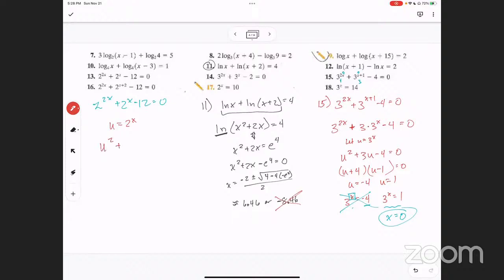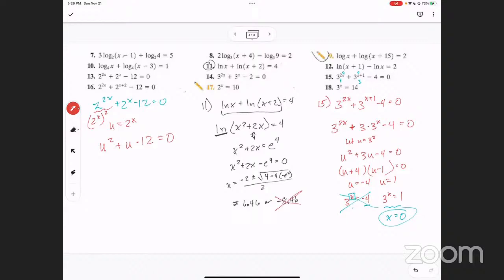It would be u squared plus u minus 12. Would it actually be u squared? Because if it was u squared, wouldn't it be 4 to the power of 2x? Nope, because this is the same as 2 to the x, squared. Ah, yeah, that works. You understand what we're doing now? I understand now.